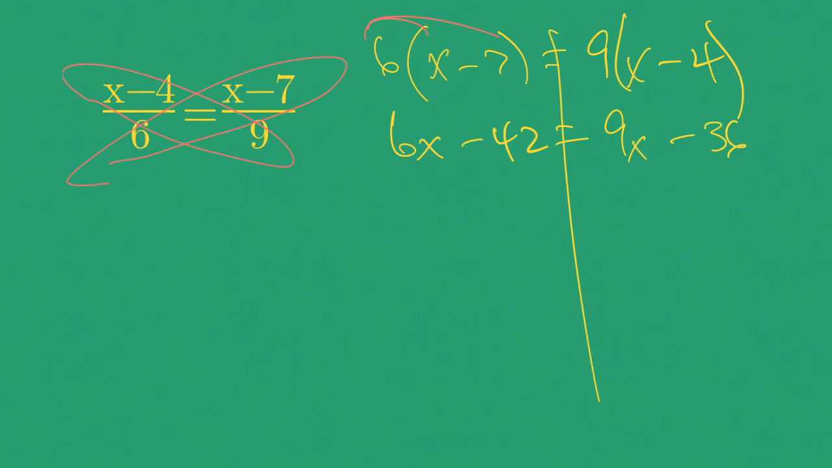All right. This time, let's go to the right. If we're going to go to the right, which one needs to move? And how's it going to move? What kind of a 6x is it? Positive, so therefore we will need to subtract 6x from both sides. 6x minus 6x on the left, gone. You are left with negative 42 equals, what's 9x minus 6x?